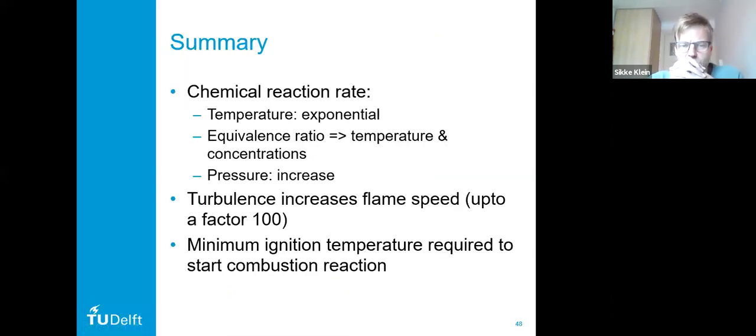So if we make a small summary, we need three things for combustion: fuel, oxidizer, and temperature. The temperature effect is exponential, so the higher the temperature, the higher the reaction rate. Near the equivalence ratio, so at phi equal to one, we have the highest chemical reaction rate and the highest flame speed, and it goes lower at higher and lower phi. Pressure also increases it. Turbulence increases the flame speed up to a factor of 100, mainly due to the change in the turbulent area. We also have a minimum initial temperature required to start combustion.